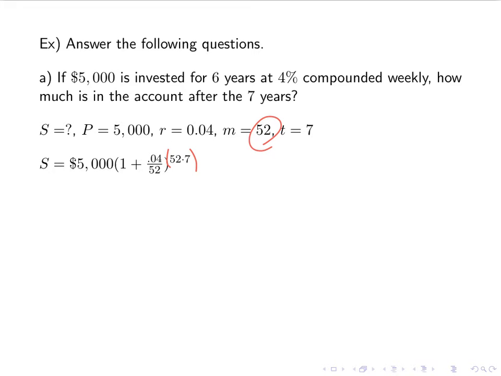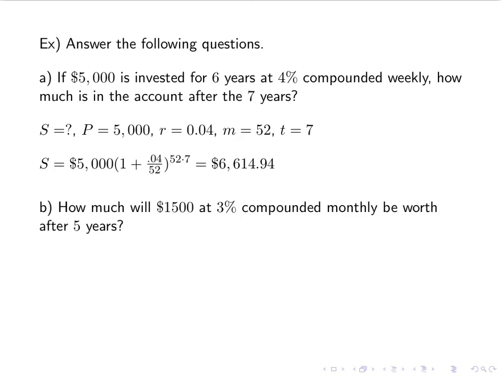If you're going to do it step by step, don't forget order of operations. You're going to do the parentheses first, then the exponent, then multiply. If you do it correctly, you should get $6,614.94. I want you to make sure you're actually doing this to see that you know how to use your calculator and that you're getting the same answer. So please do this out.